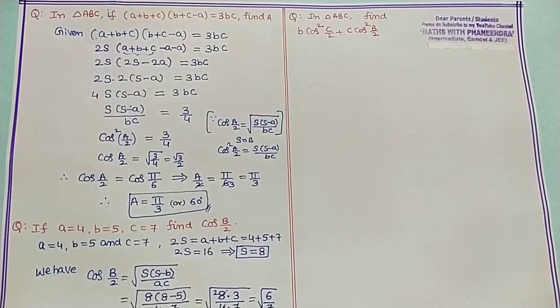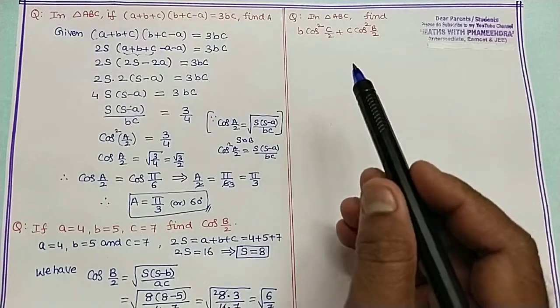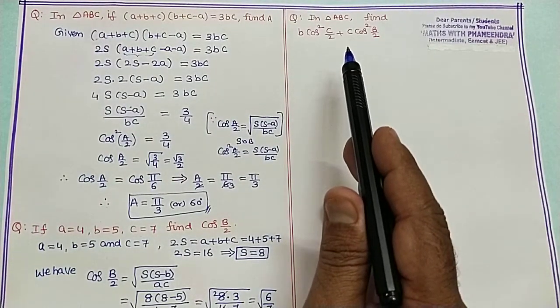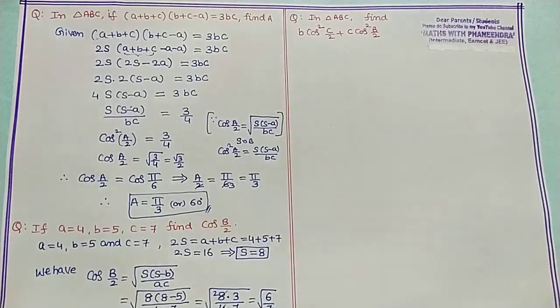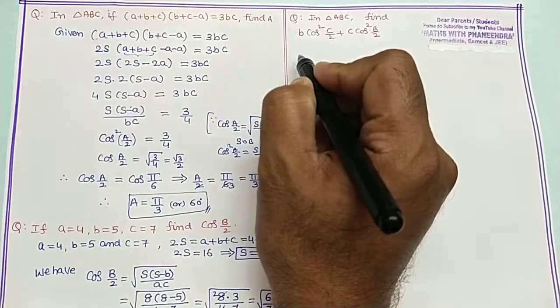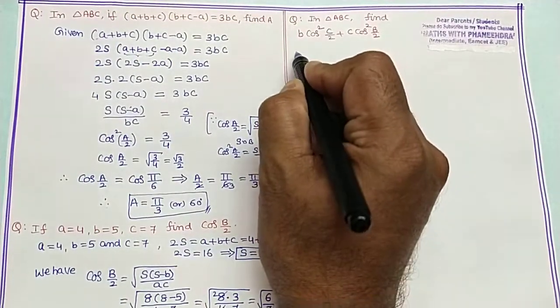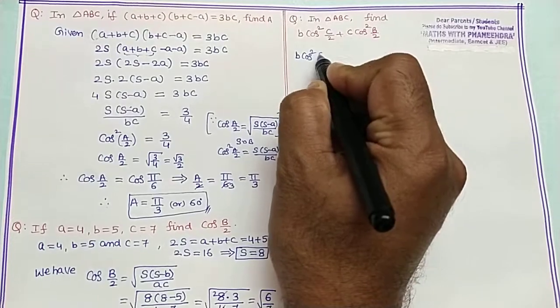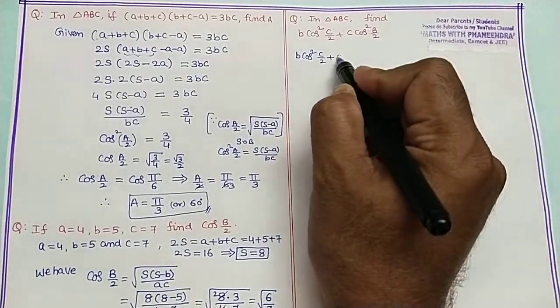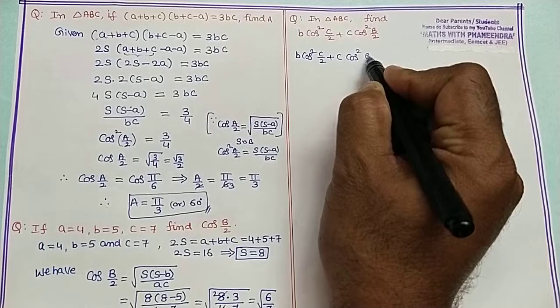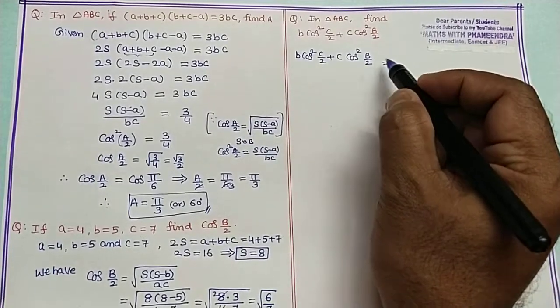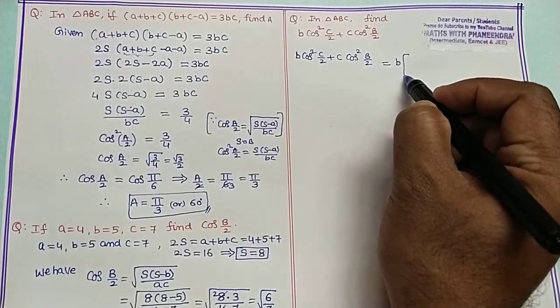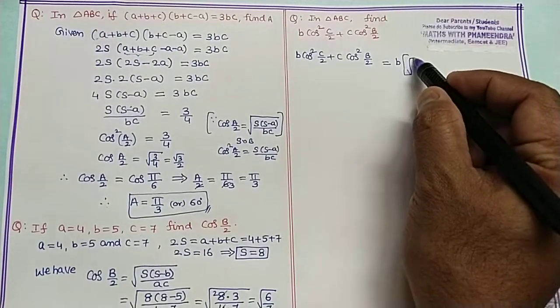The next question. In triangle ABC, find b cos²(C/2) + c cos²(B/2). We have to calculate the value of b cos²(C/2) + c cos²(B/2). So first consider b cos²(C/2) + c cos²(B/2), which is equal to small b into the value of cos(C/2). You have to write a formula.